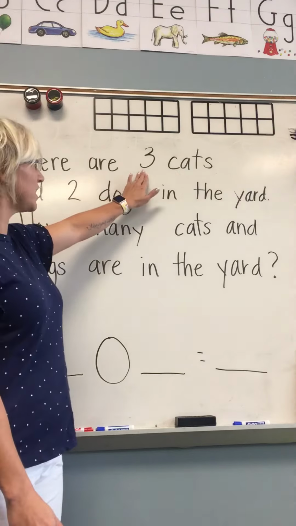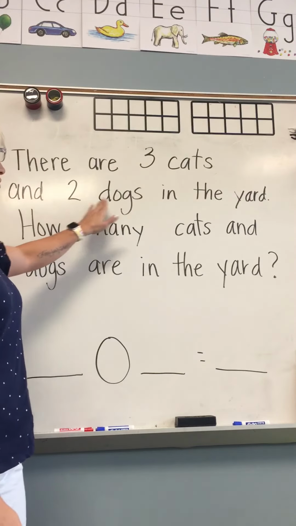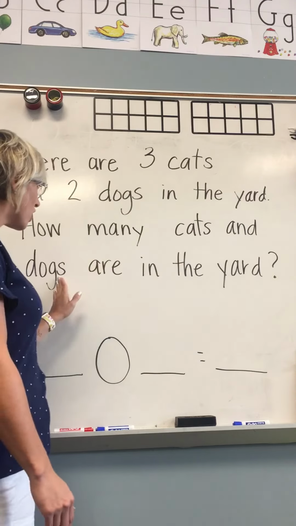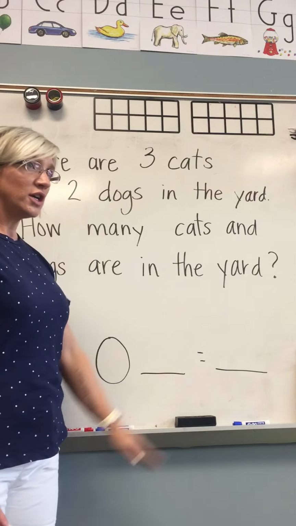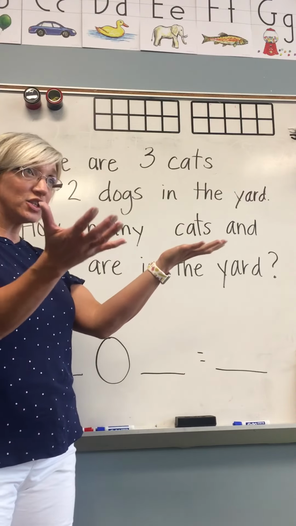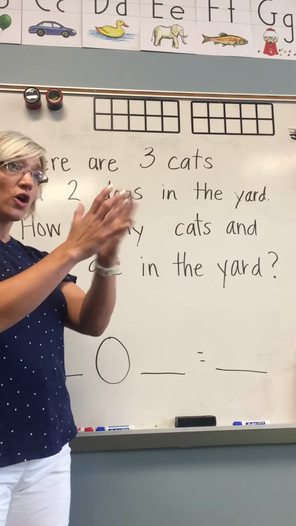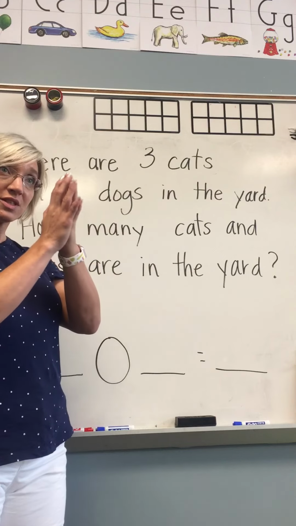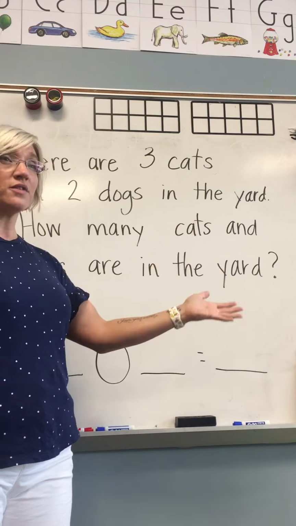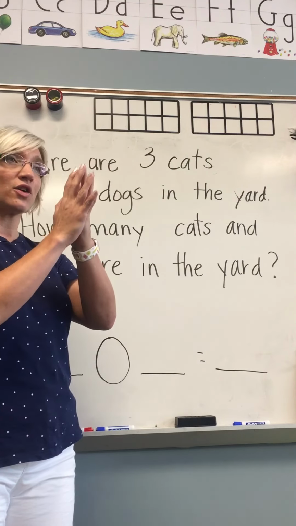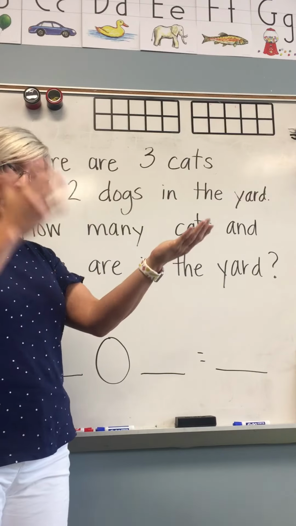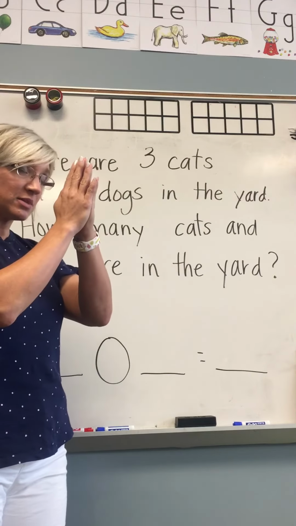There are 3 cats and 2 dogs in the yard. How many cats and dogs are in the yard? So I have to think. There's 3 cats and 2 dogs in the yard. Are the dogs and cats together, or are the dogs and cats running away? Well, the dogs and cats are together. So I know that I am going to be adding. I'm taking the cats and the dogs and putting them together.